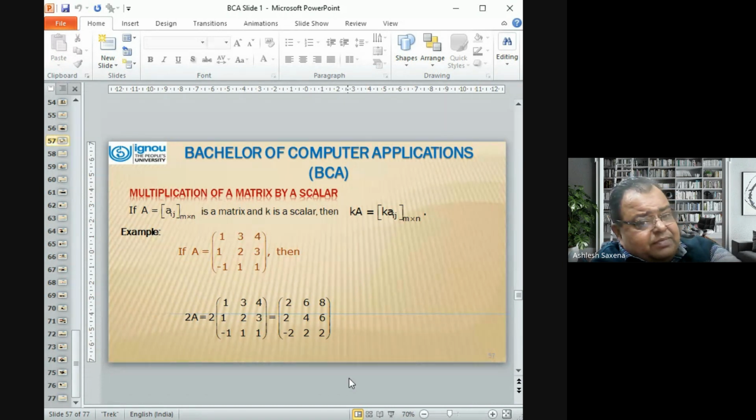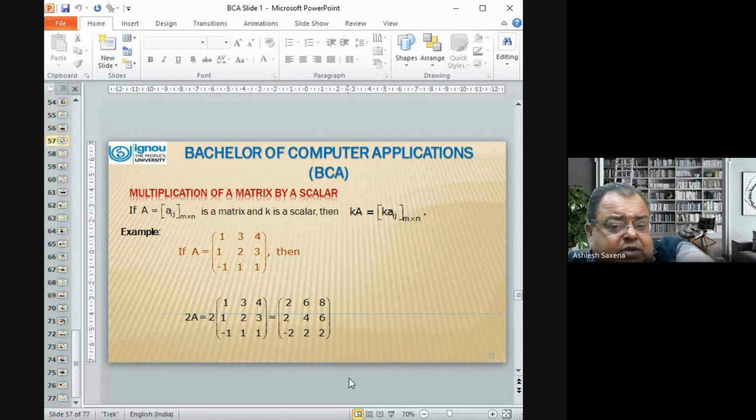Scalar means a number. And if you are multiplying a number with a matrix, the order will remain the same because that number is only multiplied to respective elements of the row or to the column. Now you can see our problem is here. A is equal to 1, 3, 4, 1, 2, 3, minus 1, 1, 1. You can see that we have 3 rows and 3 columns. That means its order is 3 by 3. We have to multiply by 2.